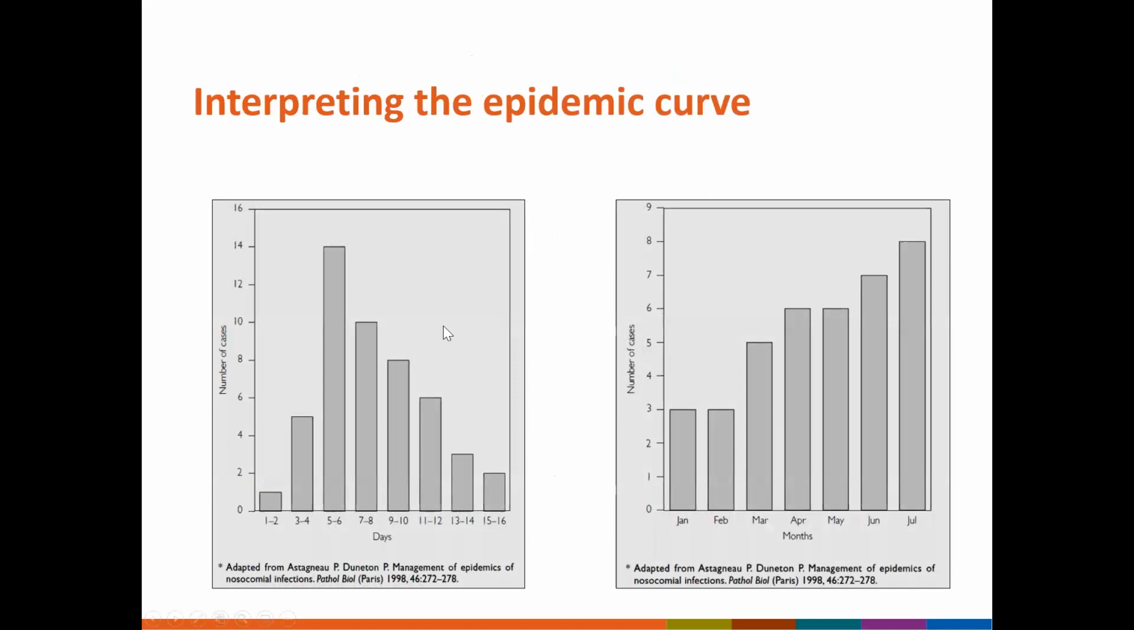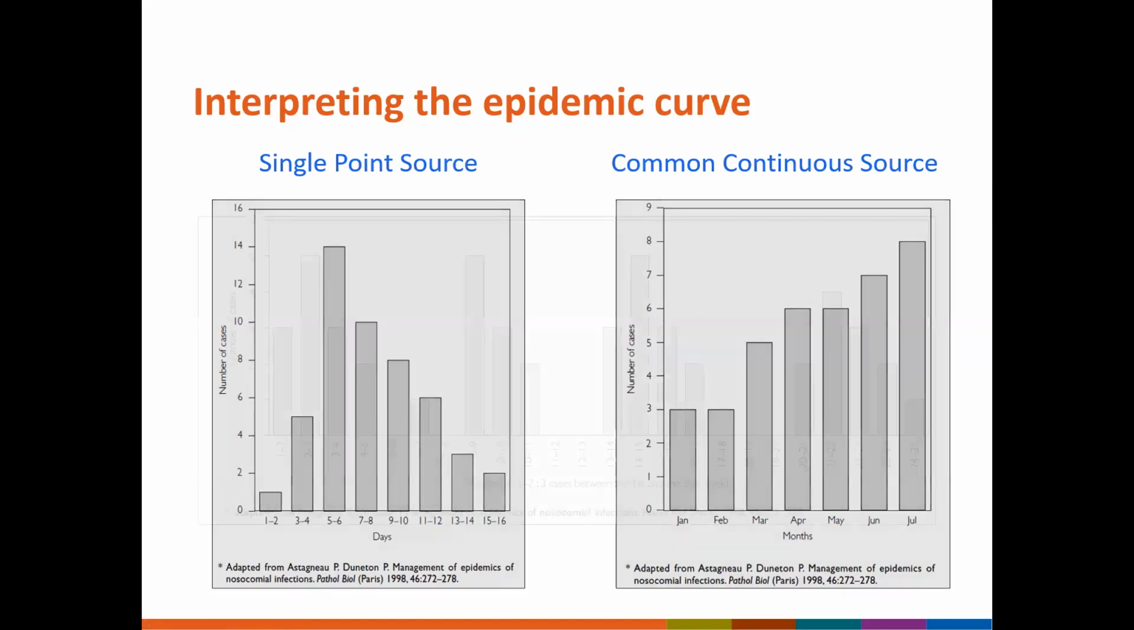So the first curve here is a typical single point source outbreak. Slowly the cases started rising. It reached a peak and something has happened. It might be an intervention or maybe due to some other factors, then slowly it comes down and there will be nil cases. If you see here, the x-axis has the days and the y-axis has the number of cases. So this is a typical single point source outbreak. If you see the next bar chart which I am showing, there is a common continuous source which continues to happen. Cases started, but it continues to rise and it is not coming down. So it's called a common continuous source outbreak.